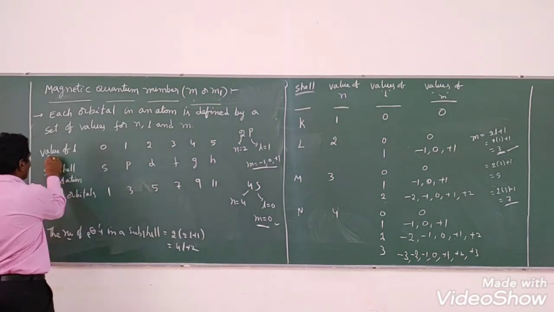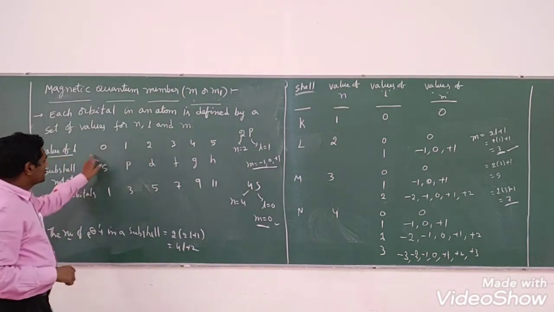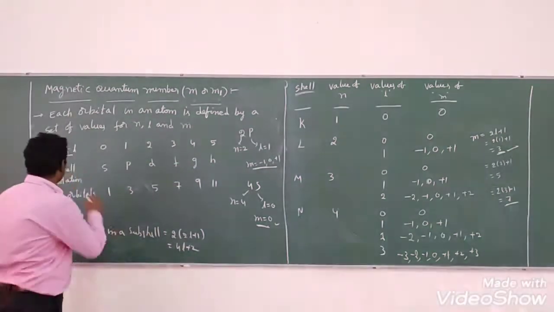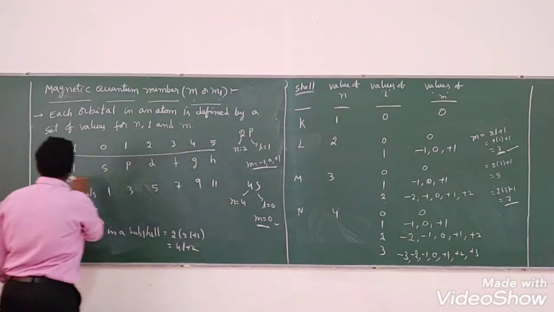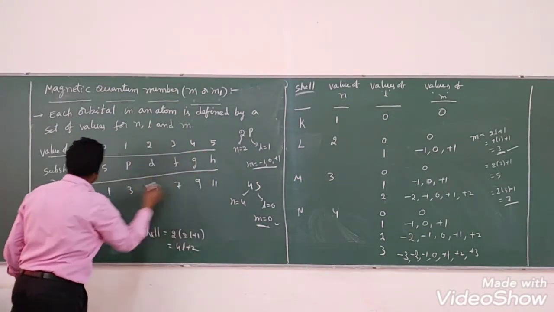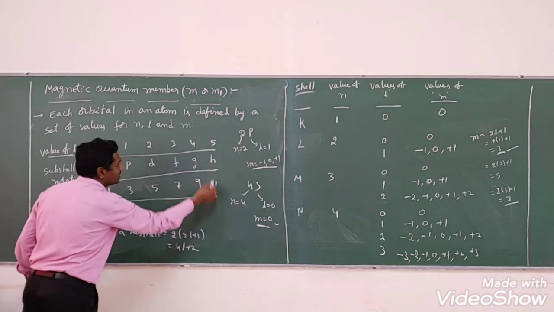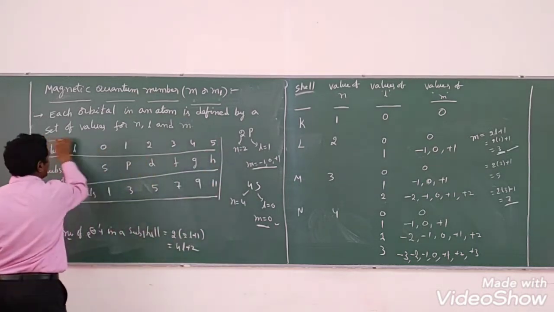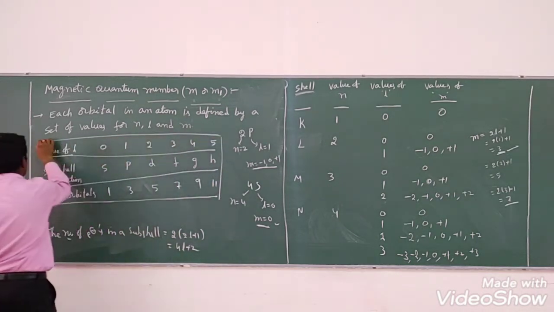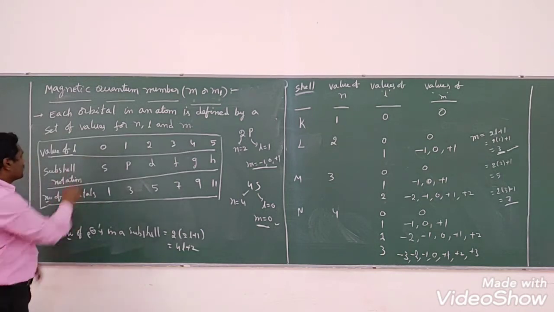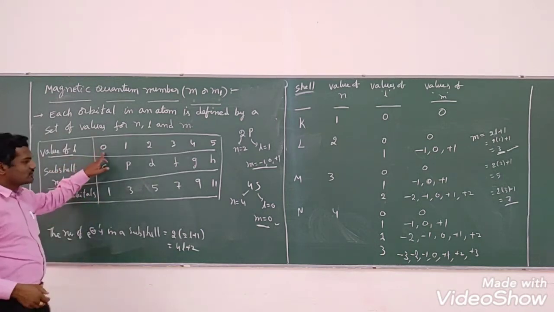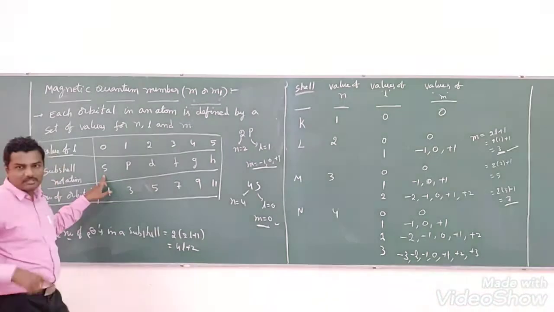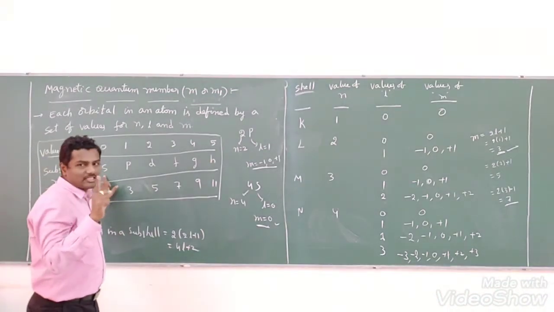Suppose I have given to you values of L: 0, 1, 2, 3, 4, 5, like this, students. What is the subshell notation for a given L value? How many orbitals will you get for each subshell? Suppose the value of L equals 0, what subshell is that? S subshell. In the S subshell, how many orbitals are possible?